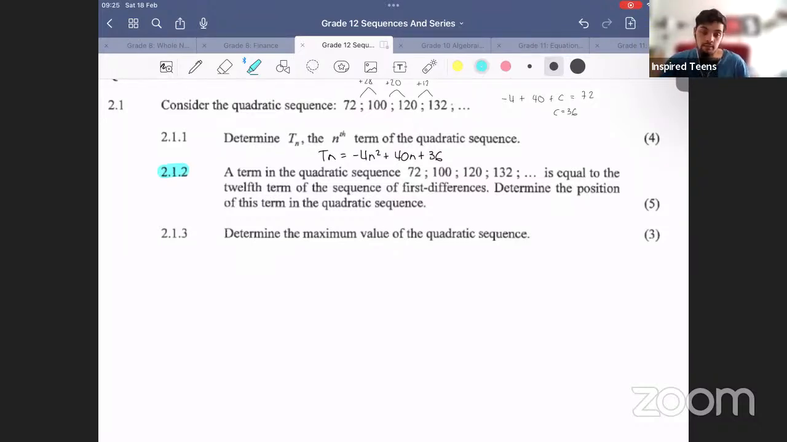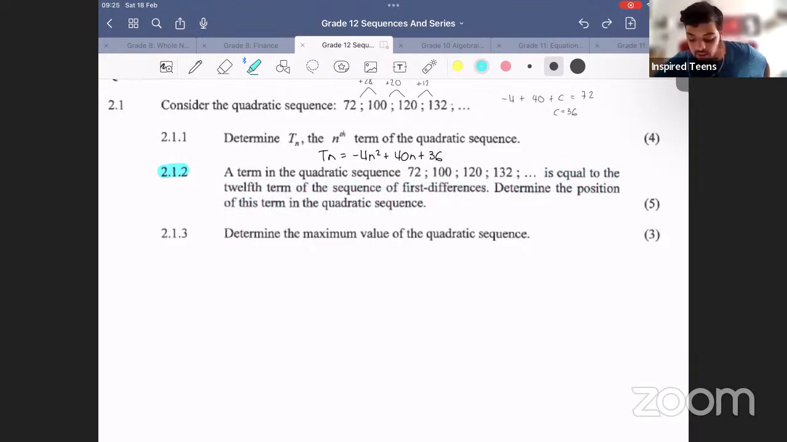Okay, a term in the quadratic sequence 72, 100, 120, 132. So we're dealing with the same quadratic as in the previous question. They say a term in the quadratic sequence is equal to the 12th term of the sequence of first differences. Determine the position of this term in the quadratic.